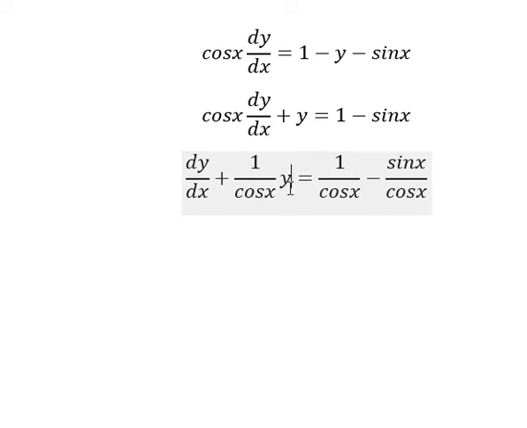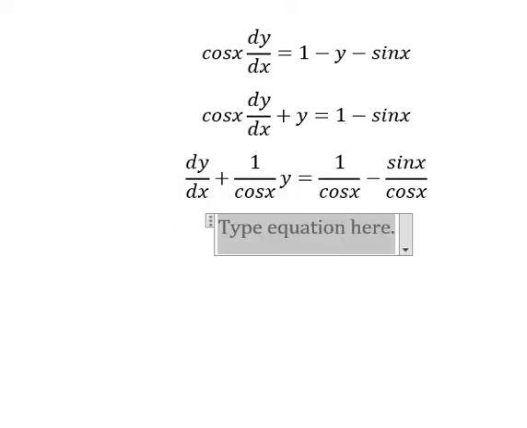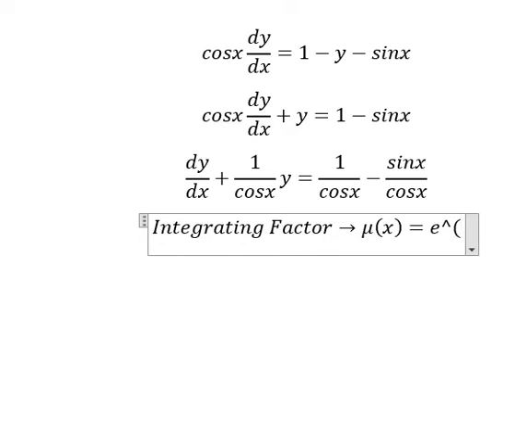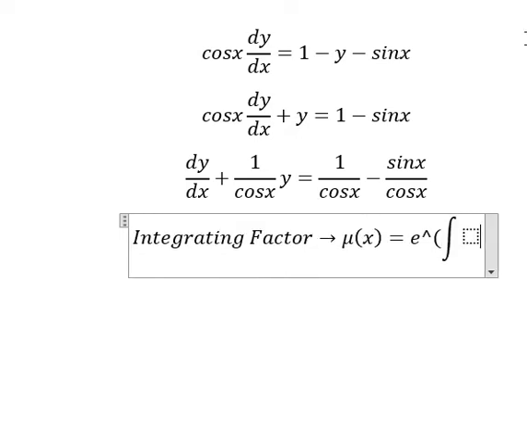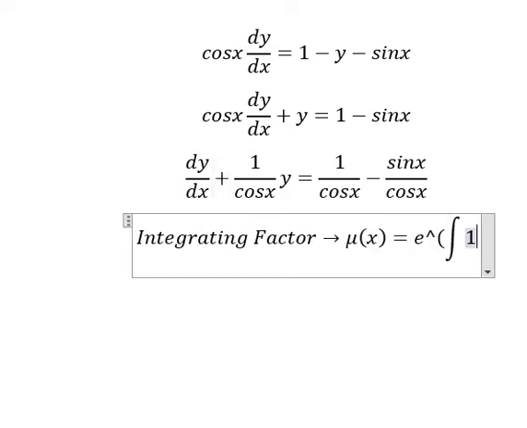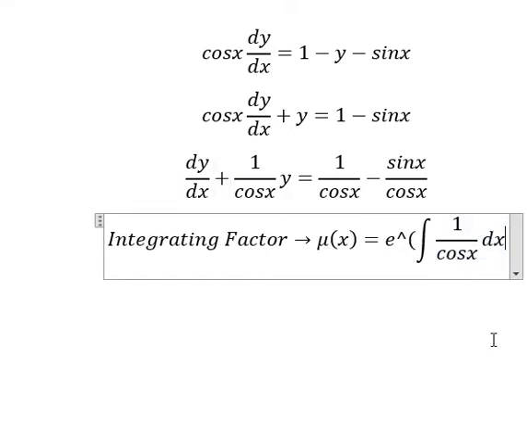Next, we have y and the first derivative of y, so we can use an integrating factor. So we need to find mu of s equals e to the power of the integration. So we see that 1 over cosine s with a positive sign next to y, that is for the integrating factor.